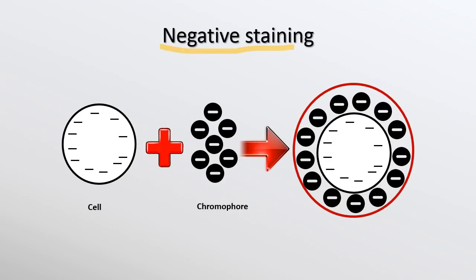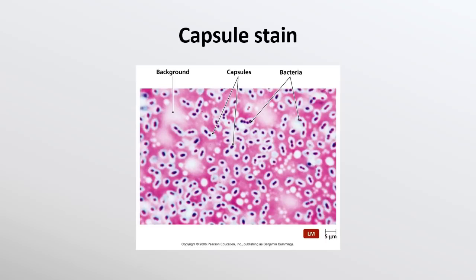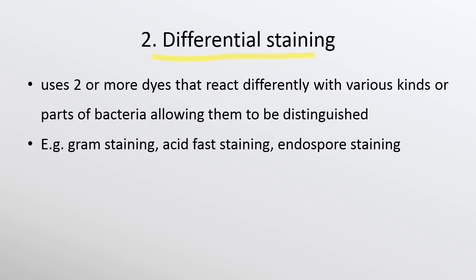In negative staining, the cells, as I mentioned before, are negatively charged, and the chromophore is also negatively charged. Therefore they repel each other, and the dye stays on the surface or the environment, so it makes the surrounding of the cells colored. This is an example of negative staining. Can you look here? The background is colored due to the dye, and the bacteria is inside, and the white things are the capsules.